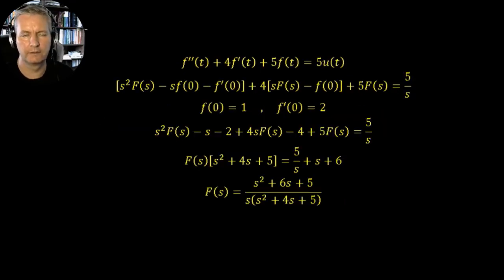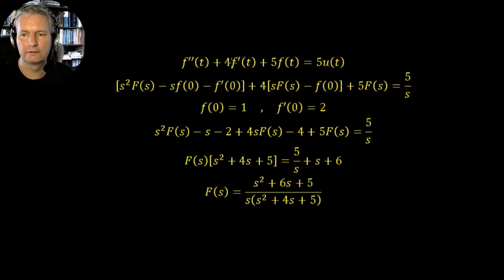So let's solve a differential equation using Laplace transforms. If we had this differential equation here, the second derivative of time plus 4 times the first derivative of time plus 5 times the function of time is equal to 5 times the step function u of t. So what we have to do is replace the derivatives here. We know that the second derivative is going to be replaced by s squared F of s minus s f of 0 minus f derivative of 0.